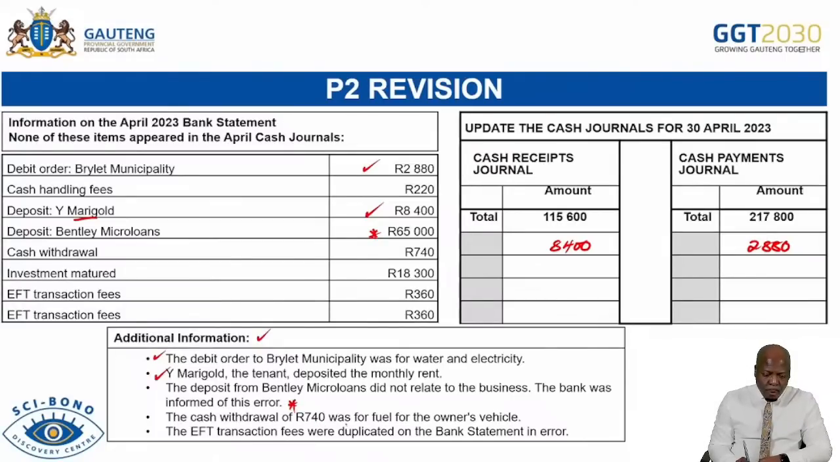The cash withdrawal of 740 was for fuel for the owner's vehicle. So here we have a withdrawal for the owner's fuel. So we're going to come to the CPJ. Remember, that's your drawings, CPJ, 740. And then the EFT transaction fees were duplicated on the bank statement in error. This is one popular transaction with examiners where they give you a duplication. Remember, one of them is correct and one of them is wrong.